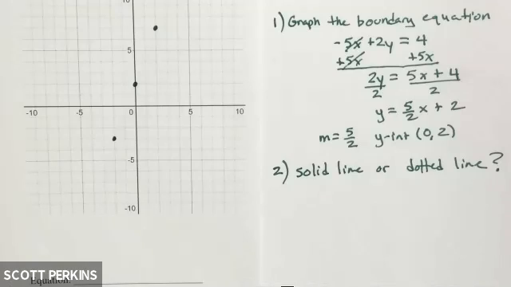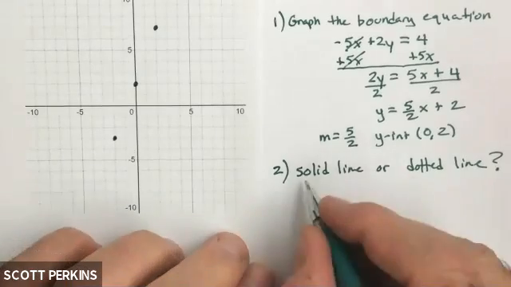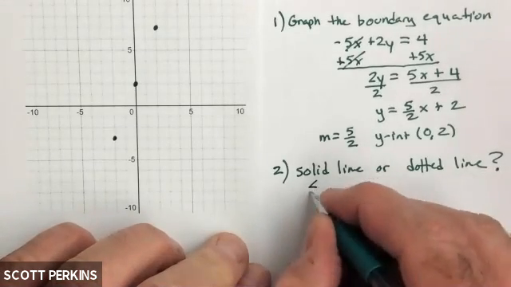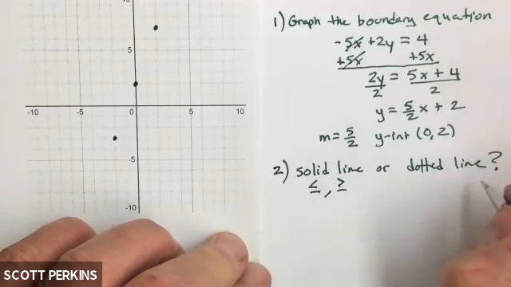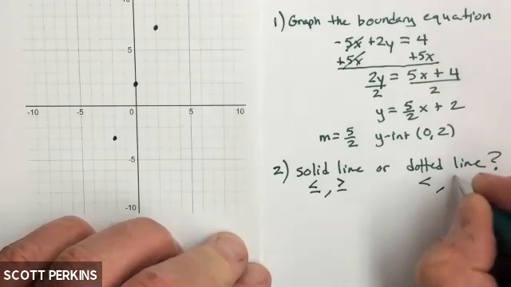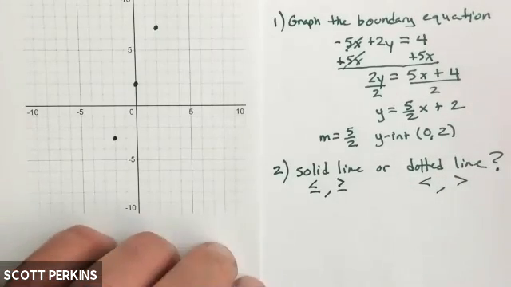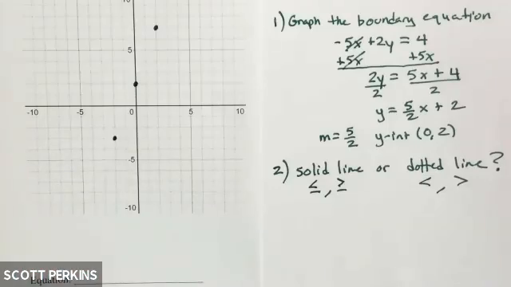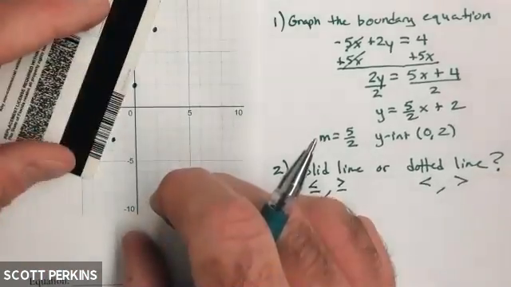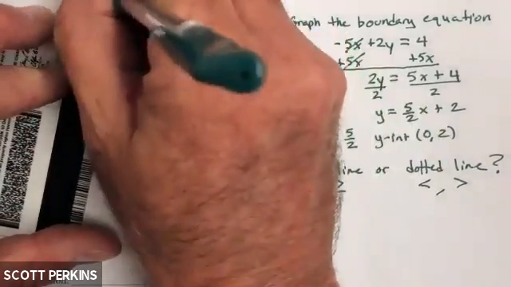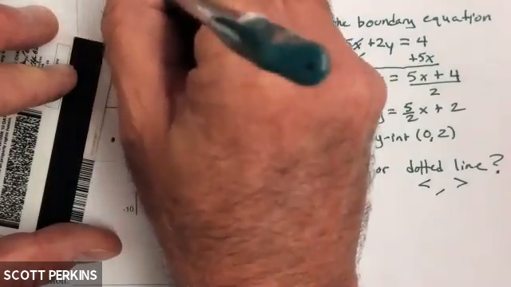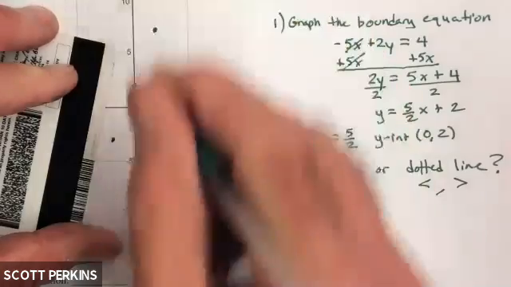What's the analogous decision right here? You're going to use a solid line when you have equal, so less than or equal to and greater than or equal to. You're going to use a dotted line when you have just less than or greater than. So thank you for catching this for me before I went too far with the problem. What am I going to use for this problem right here? Yes, I'm going to use a dotted line because the problem I gave you was just greater than 4.